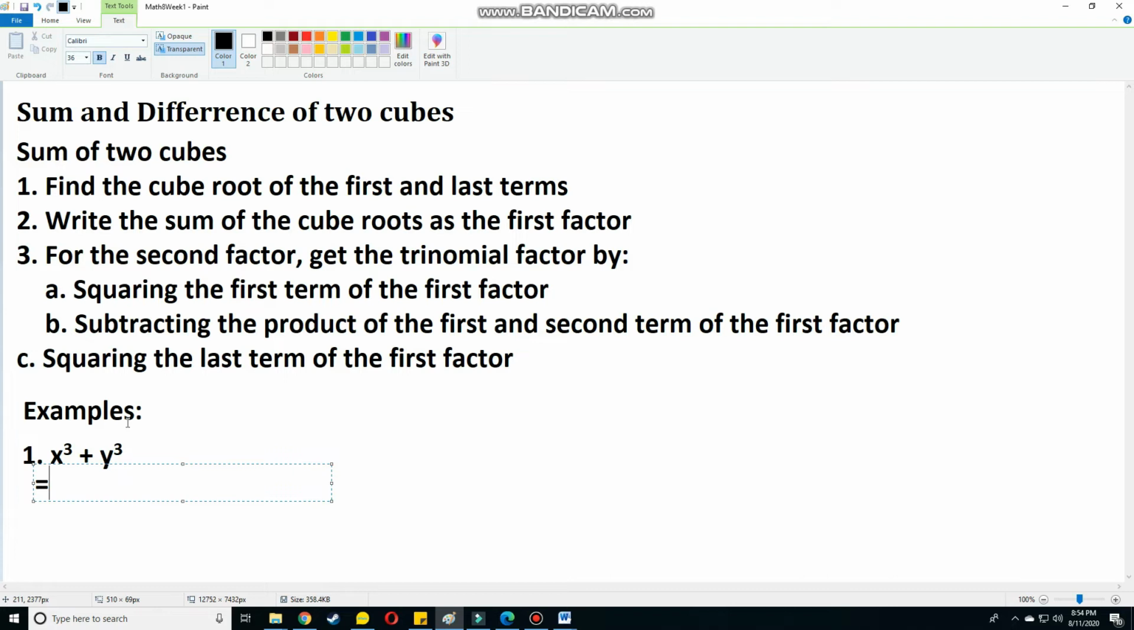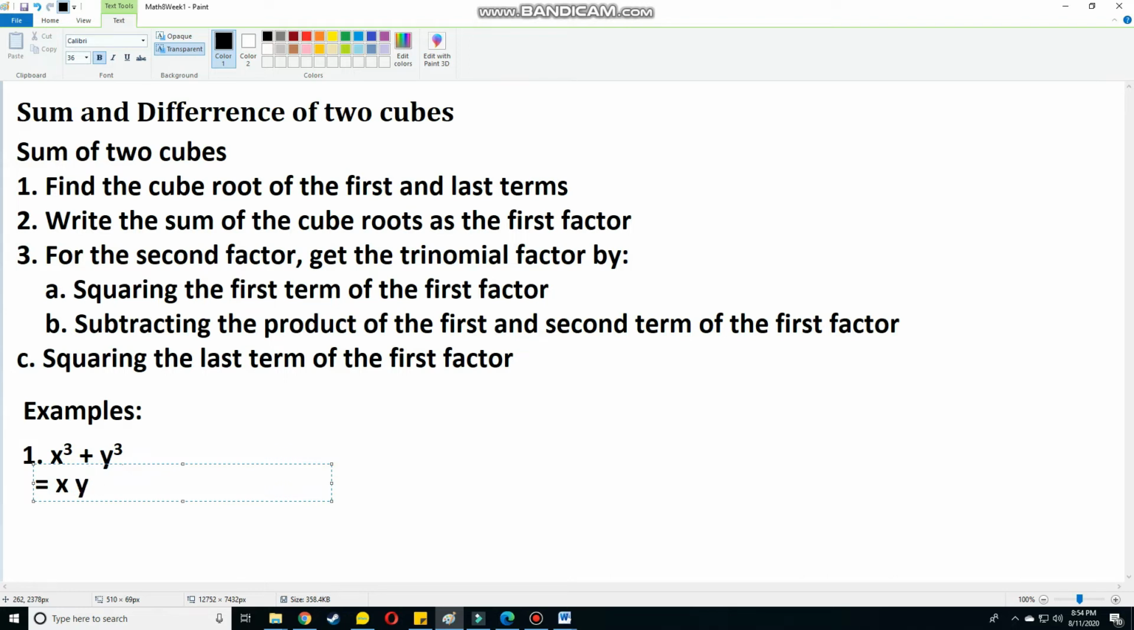So we need to remember how to find the square root and the cube root. In this case, we would have the cube root. This is a topic of grade 7 math. So what's the cube root of x cubed? That would be x. And the cube root of the last term. What's our last term? That's y cubed. So what's the cube root of y cubed? That would be y. Okay?